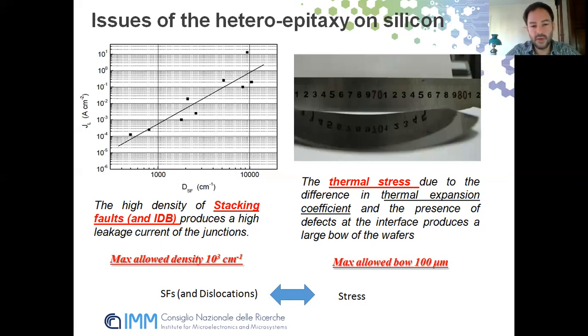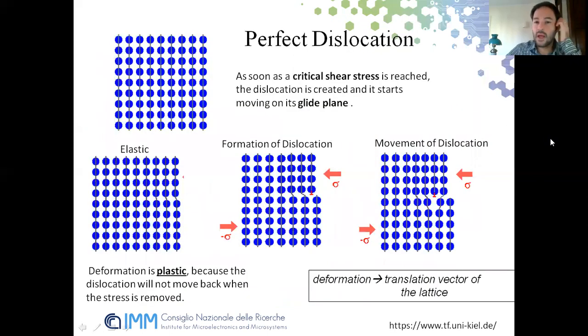But these two problems, the stress and the stacking fault, are strictly correlated. I want to recall some ideas about dislocations and stacking faults. When you apply a stress to a crystal, first of all, the crystal responds elastically, so it deforms a bit. Then, when a critical shear stress is reached, a dislocation can be created and start moving into the crystal.